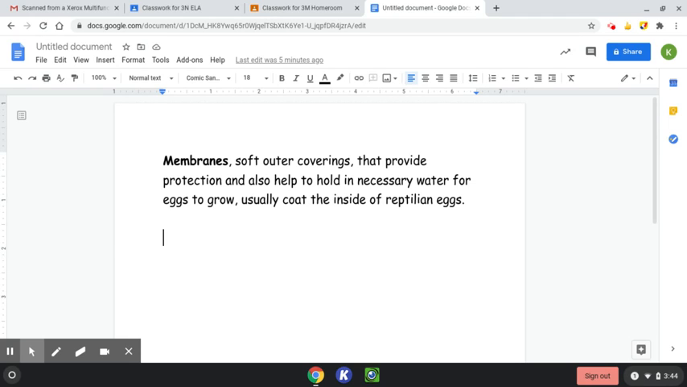So when you're reading, make sure you're using the context clues, using the other words in the sentence that you do know to help you figure out the words that you don't know.